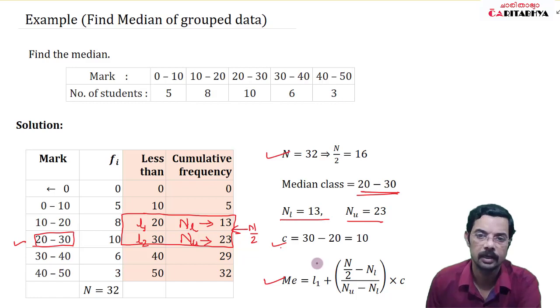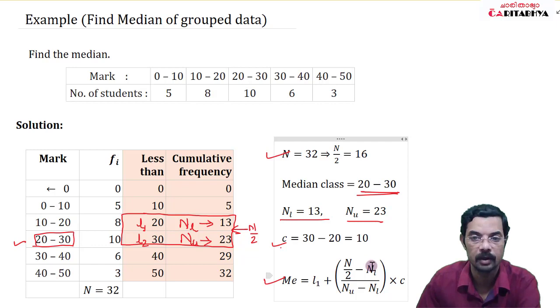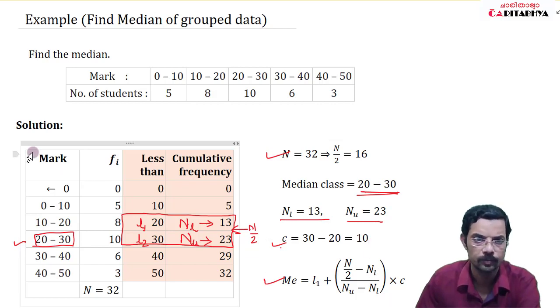Okay, and now we shall put all these values into this formula and calculate the value of median. We have L1, we have N by 2, we have NL, we have NU, and C. Everything on the right hand side is available to us here. We have it all written down here. So now we shall just put those values into the formula and use our calculator to find the answer.